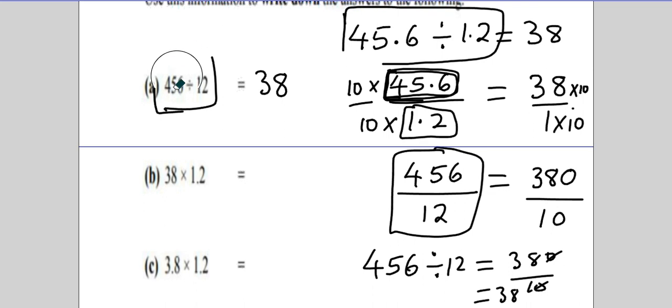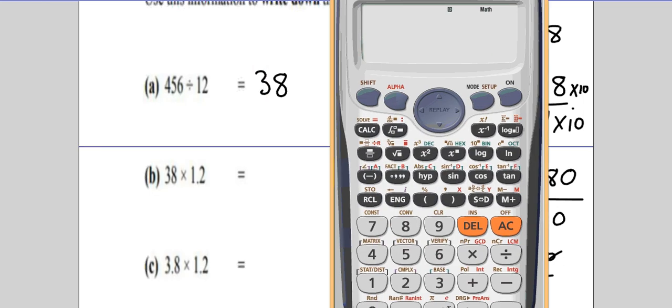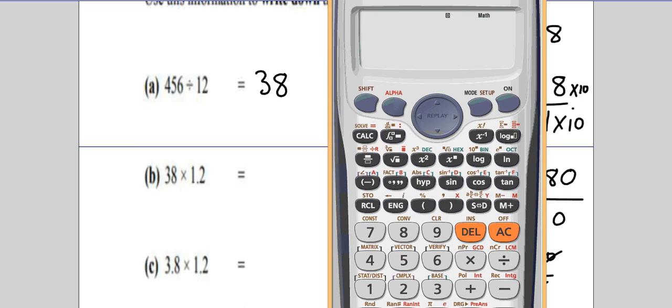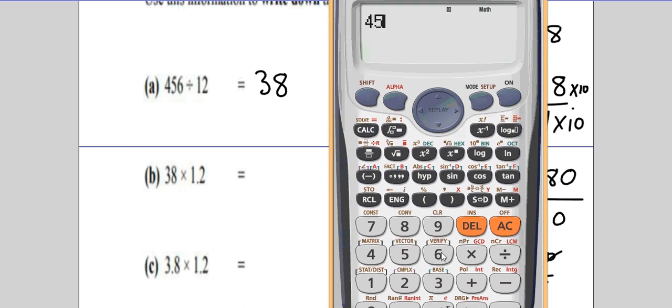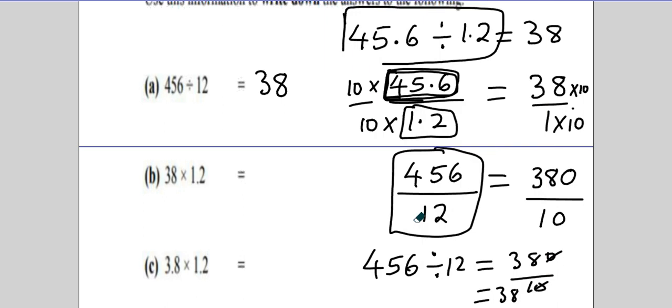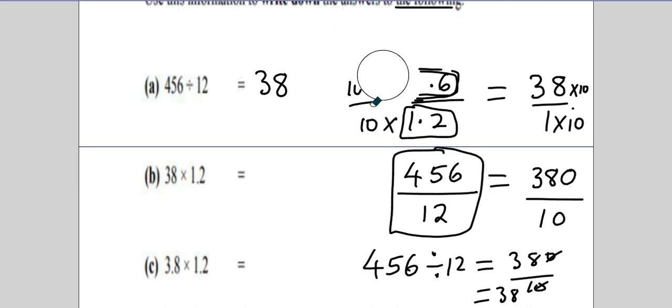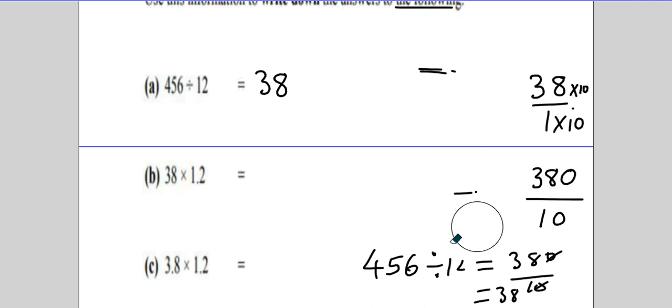And you can check that using a calculator. This is the calculator. You can try to check your answer using a calculator. That means 456 divided by 12. The answer is 38. So our answer is correct. You can pause this video and try to copy these calculations. Otherwise, let's move on with the next question.